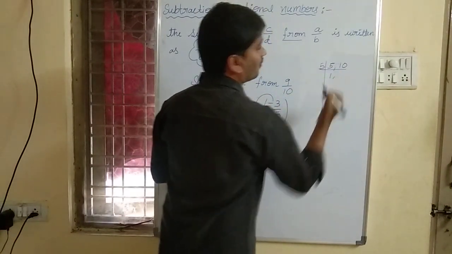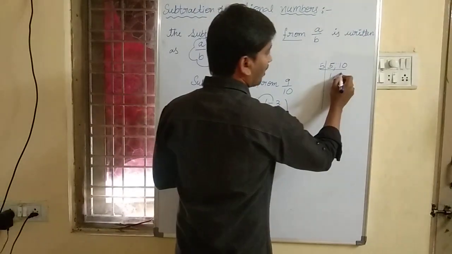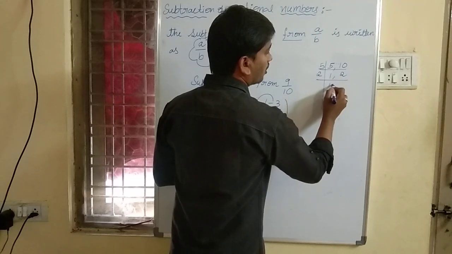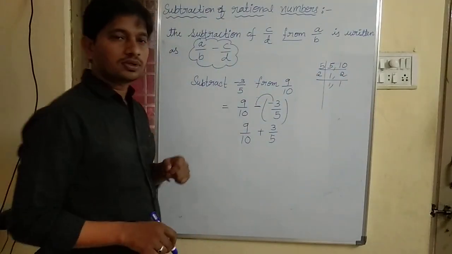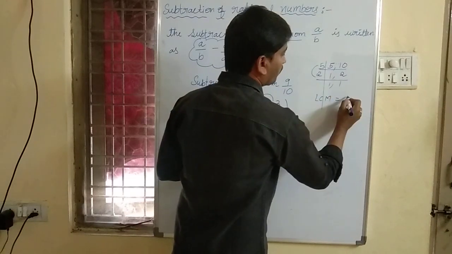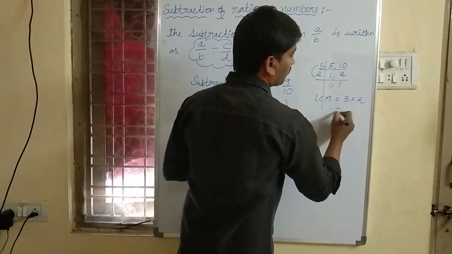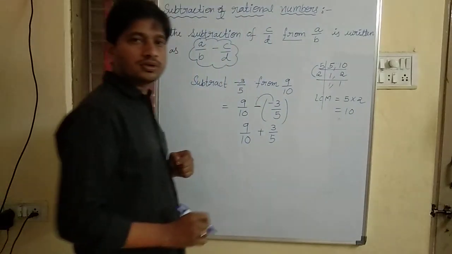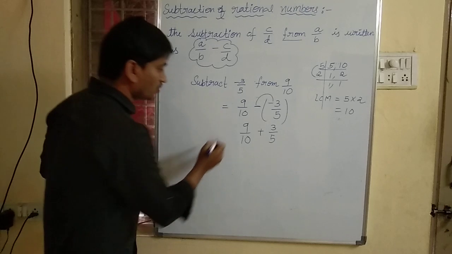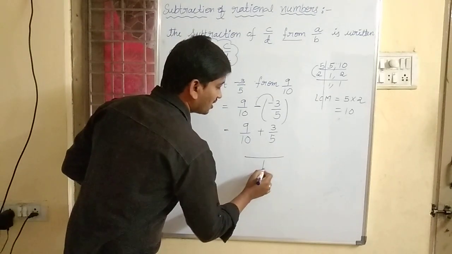In the 5 table, 5 ones are 5, 5 twos are 10. And coming to the 2 table, 2 ones are 2. Therefore the LCM equals how much? LCM is 5 into 2. 5 twos are 10. So what is the LCM? LCM is 10, right? So let me write the LCM as 10.